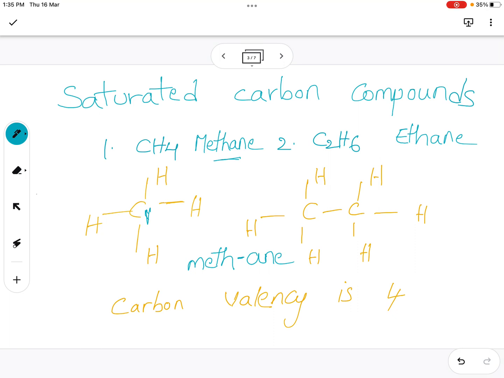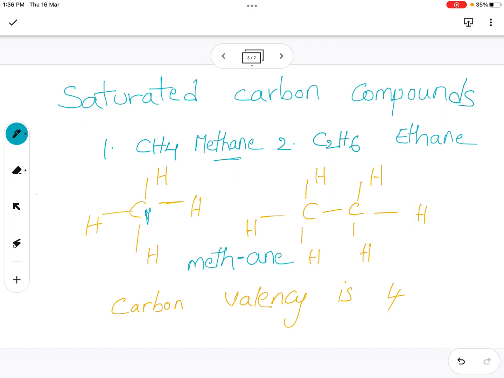Methane. This is a saturated hydrocarbon. Why? Here no double bonds or triple bonds are there. No double bond, only single bonds. So it is called a saturated hydrocarbon.